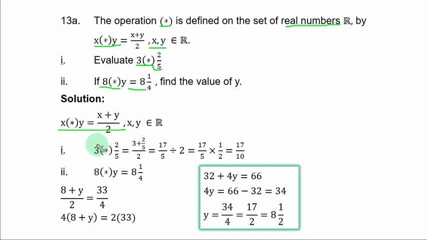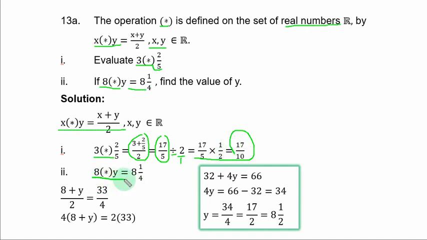So with this, 3 simply represents s and 2 over 5 represents y, and you replace them in the operation. If you simplify the numerator, you have 17 over 5 divided by 2. You can write 2 over 1, so that in fraction division, the division sign always changes to multiplication, and you have 17 over 5 times 1 over 2 if you invert that fraction, and that is 17 over 10.